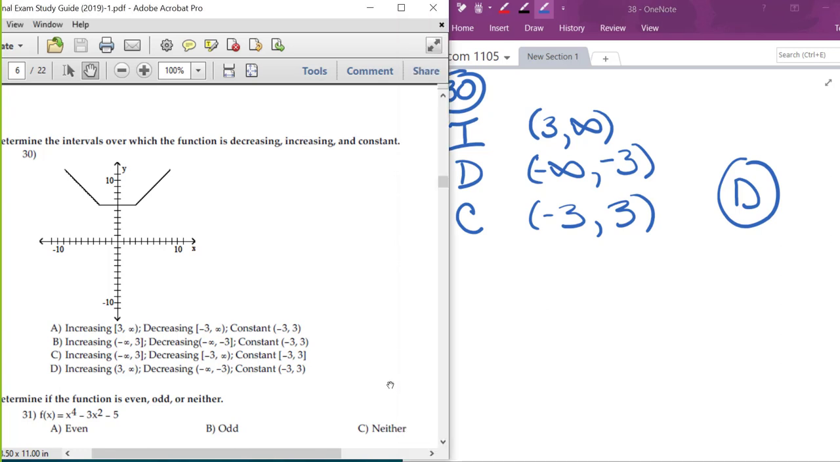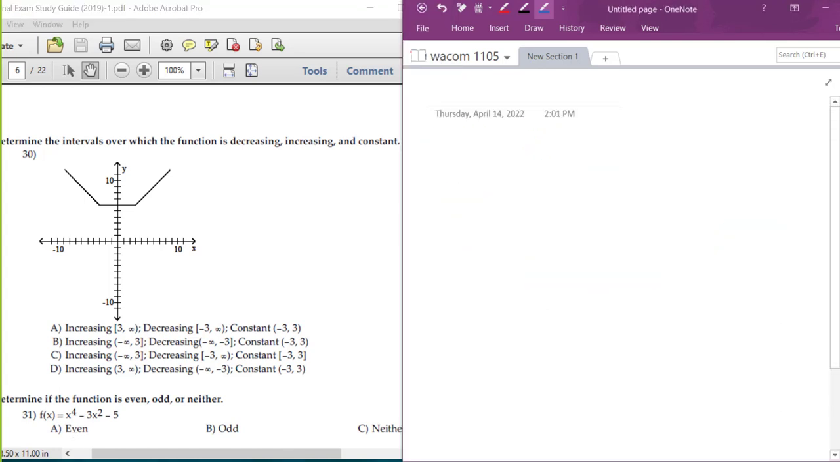I did not see any questions on the finals I looked at about even or odd, so I wouldn't worry too much about that. And here you could take the shortcut if you're doing this. If your exponents are all even, it's going to be even. This one would be x to the 0, and so this one's going to be even. But I did not see that on your test.